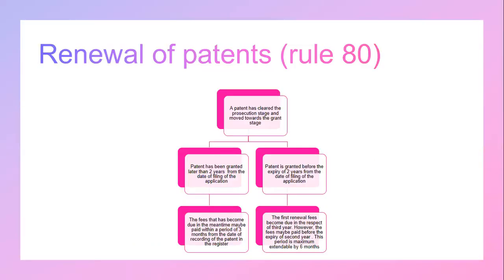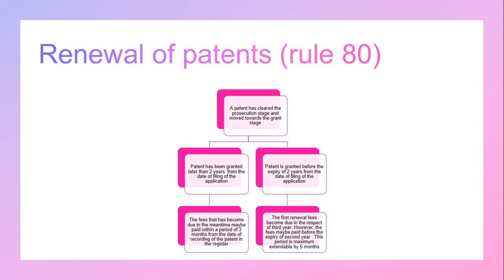Now, renewal of patents is covered in Rule 80. What it says is that a patent has cleared the prosecution stage and is moving towards the grant stage. Now, there can be two scenarios. One is that a patent has been granted later than 2 years from the date of filing of the application. Generally, this is the case. Generally, within the first 2 years, no patent is granted unless it's very important. More likely than not, it takes more than 2 years from the date of filing of the application for the patent to be granted.